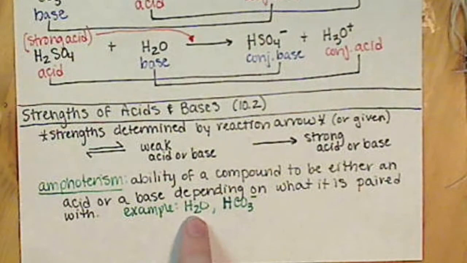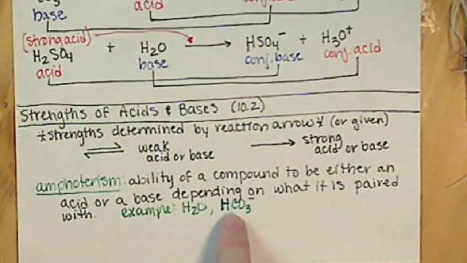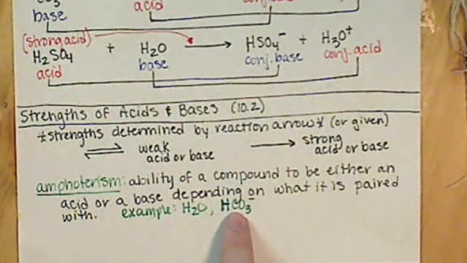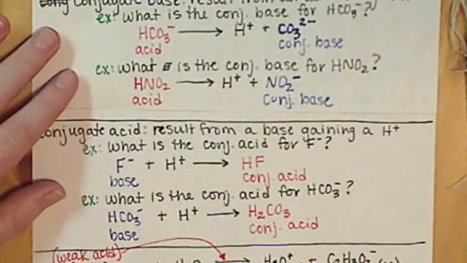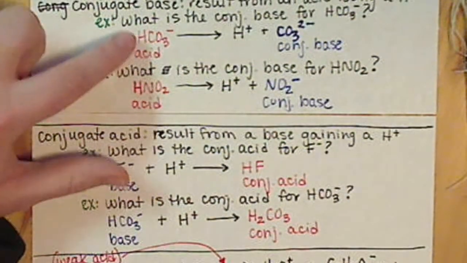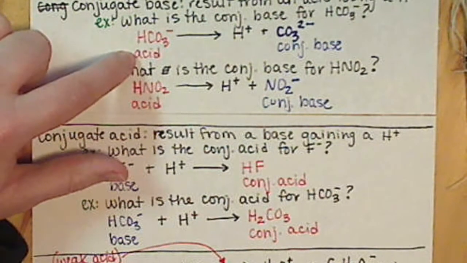So we saw water in the examples up above. We may not have noticed it, but we did see this with HCO3 minus. Okay, if we go back to our conjugate acid and conjugate base notes, our HCO3 minus we took as an acid.